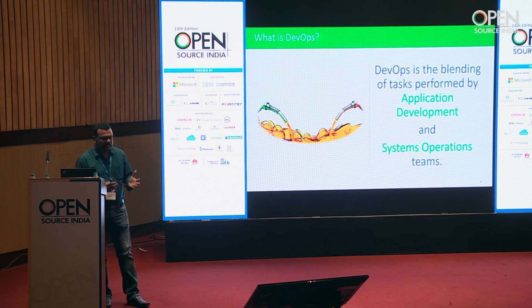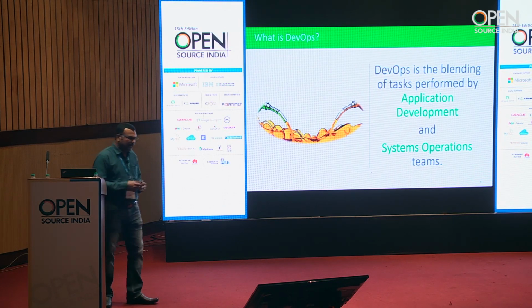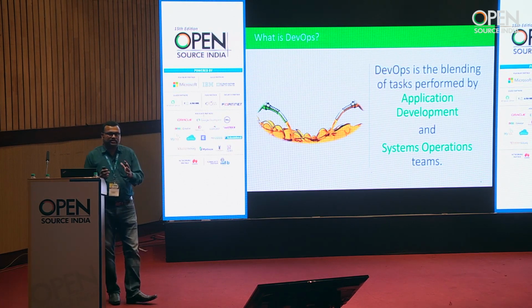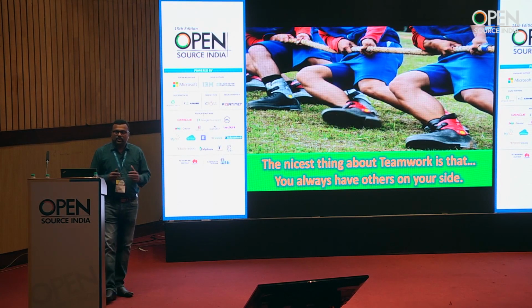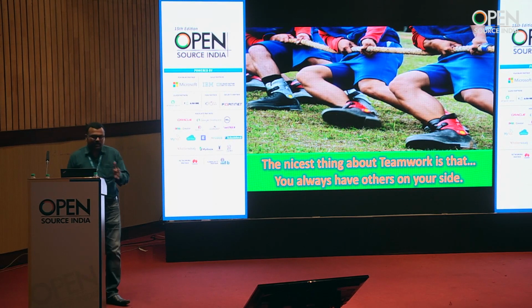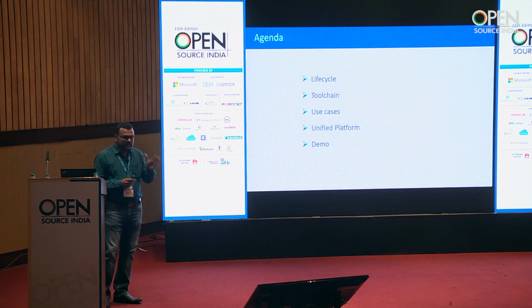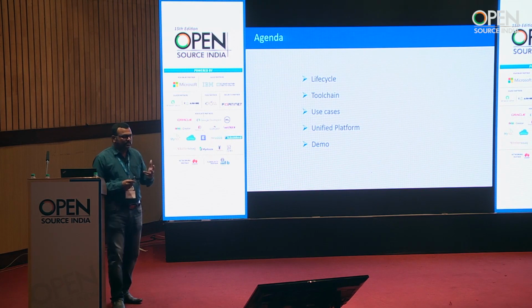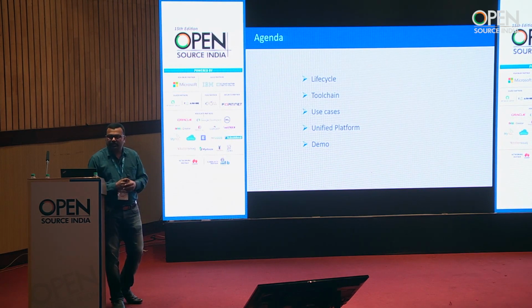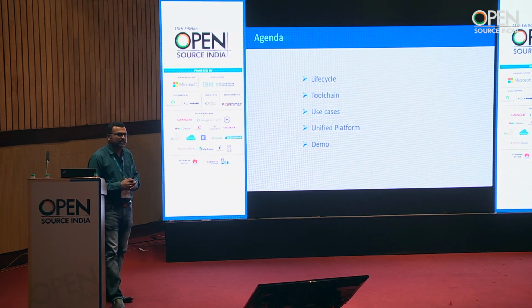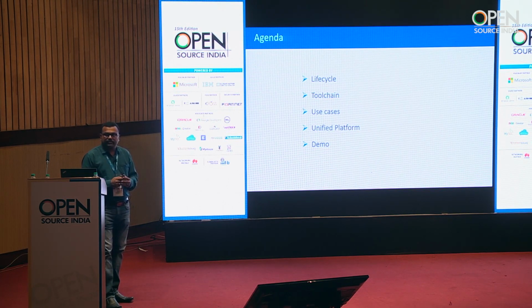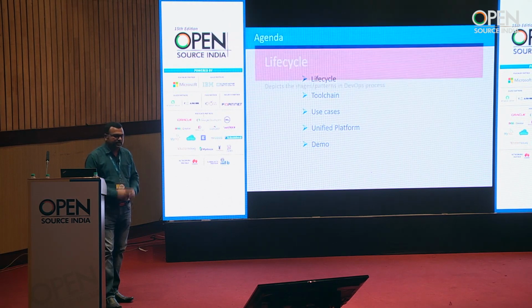At the end of the day, it is nothing but simply modeling the tasks that are being performed by application development and systems operations put together under one bracket. So what we are going to achieve is to reduce the wall of confusion between both the teams and strive for a single delivery model. What I am going to talk about is the life cycle and the typical toolchain that is used in the industry and required for any typical project, a couple of use cases, and then the need for a unified platform, etc.